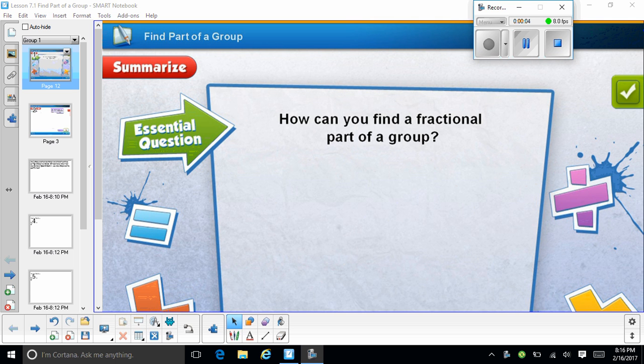Lesson 7.1, Find Part of a Group. In today's lesson, we're going to discuss how we can find a fractional part of a group. So let's go ahead and get started.